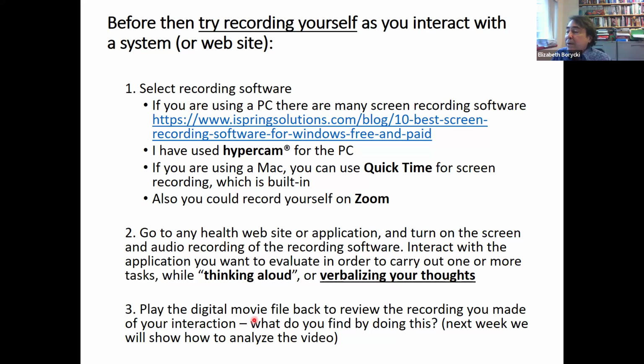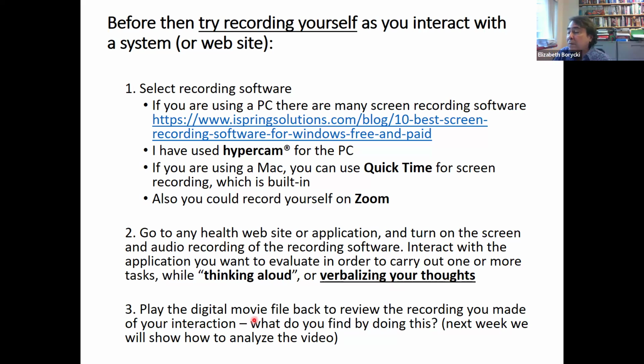I use a product called HyperCam. What used to be free is now $30. You can download it. It takes approximately 5 minutes to set up on your computer. You just have to say what size of the screen, what part of the screen you're recording, clicking on the button saying you want the audio. And if you're using a Mac, QuickTime is built in. Last time I used the Mac, it was built in.